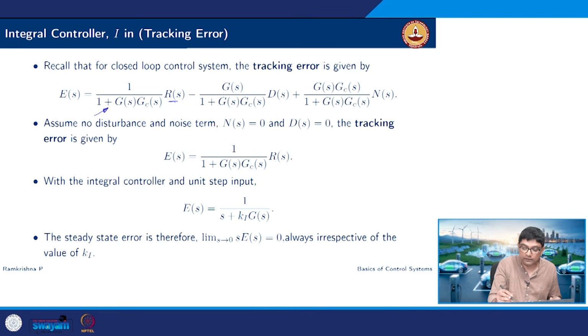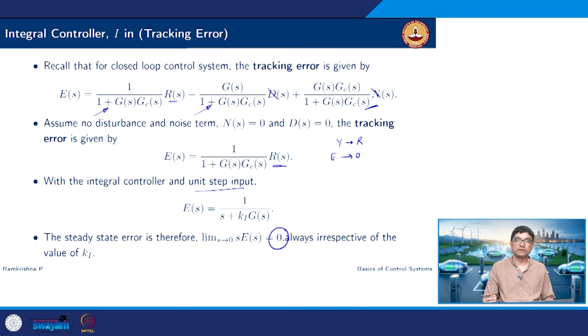Okay, so for a closed loop system, the tracking error with respect to reference is something like this. The tracking error with respect to disturbance is taken care of by this term, and this takes care of the noise term. We first assume there is no noise and no disturbance. My interest is how close y can get to r, or how close e can go to 0. Now, if my reference is a unit step, with the integral control action the steady state error will always be 0.